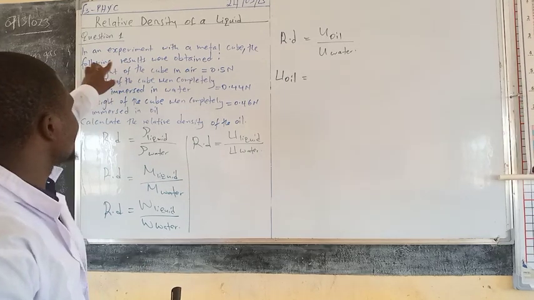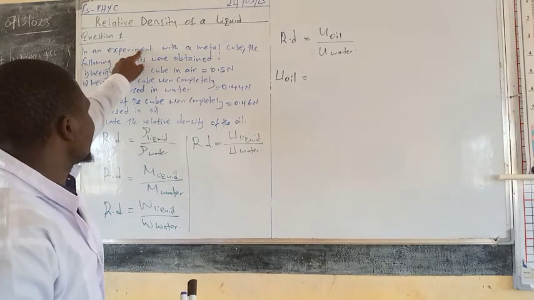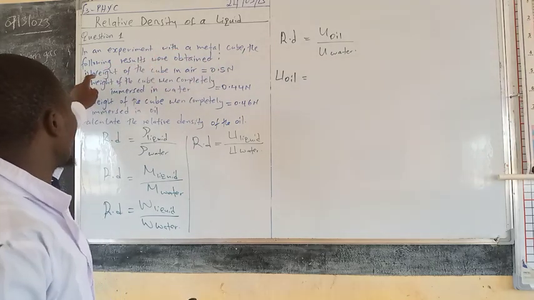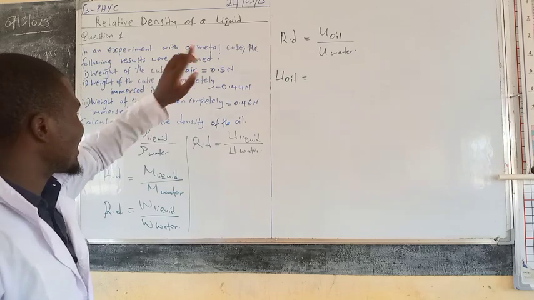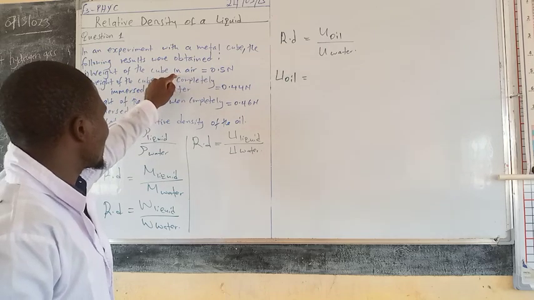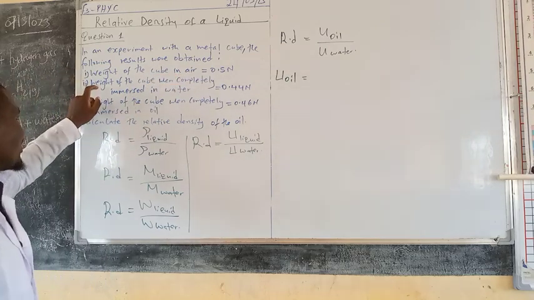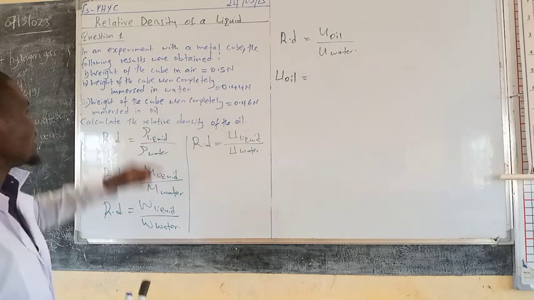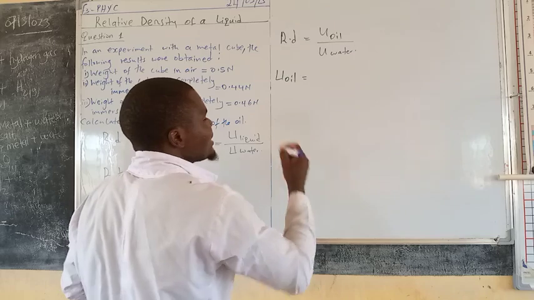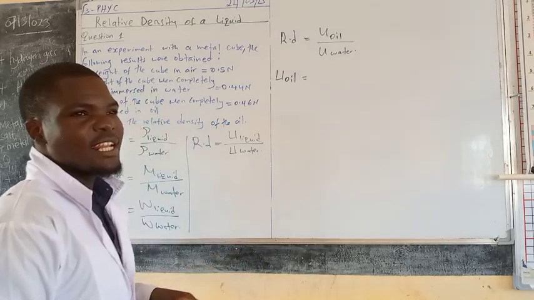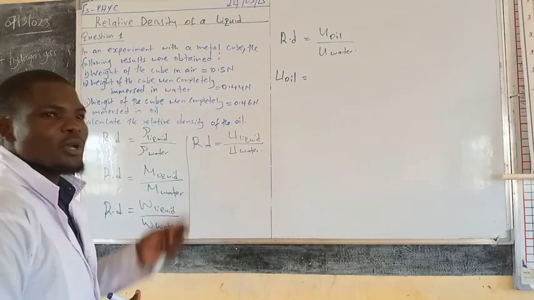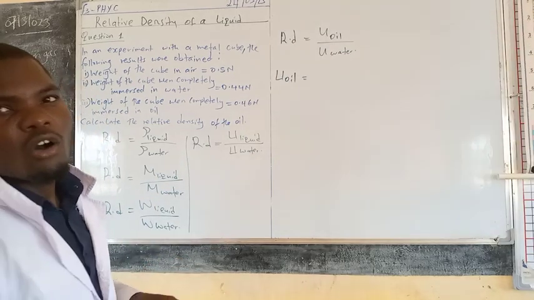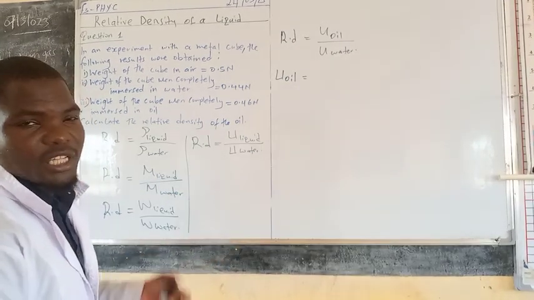We have in our experiment with a metal cube, the following results were obtained. So we have weight of the cube in air. We also have weight of the cube when completely immersed in water. So upthrust is given by taking the real weight, that is the weight of an object in air, minus weight of the object when immersed in a fluid.